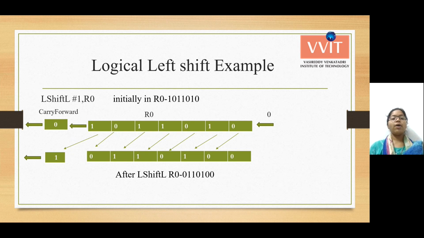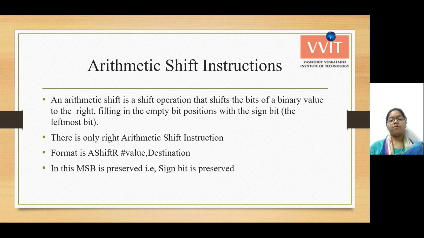Now let's see how an arithmetic shift will be performed. Arithmetic shift is a shift operation that shifts the bits of a binary value to the right and fills in the empty bit position with the sign bit. Means all the bits are moved towards right, and there will be an empty bit on the left side, and that is filled with the previous MSB bit. Previous MSB bit is filled in the left empty bit position.